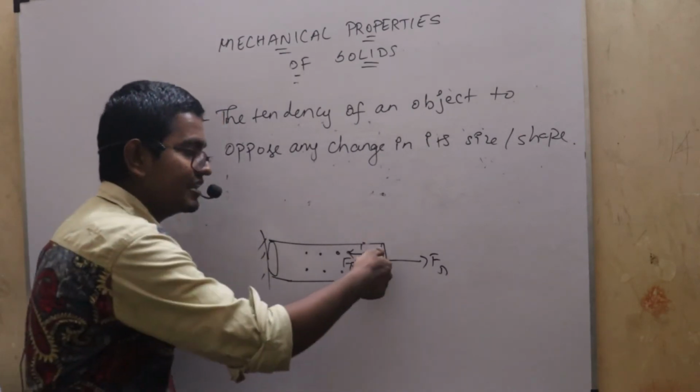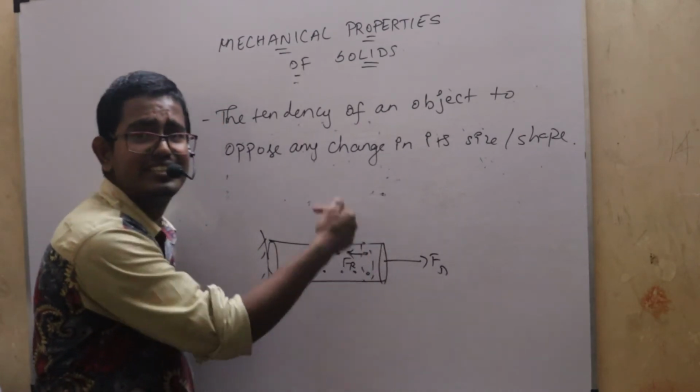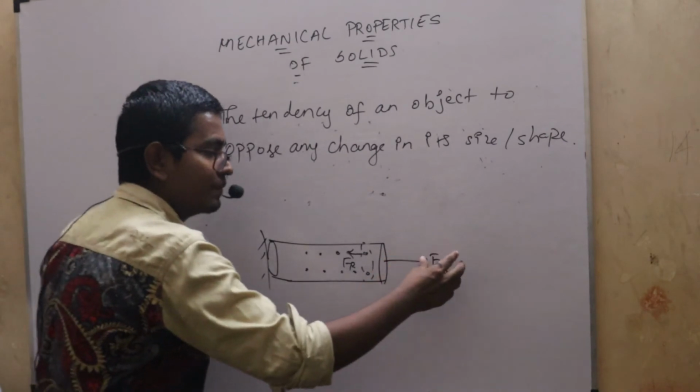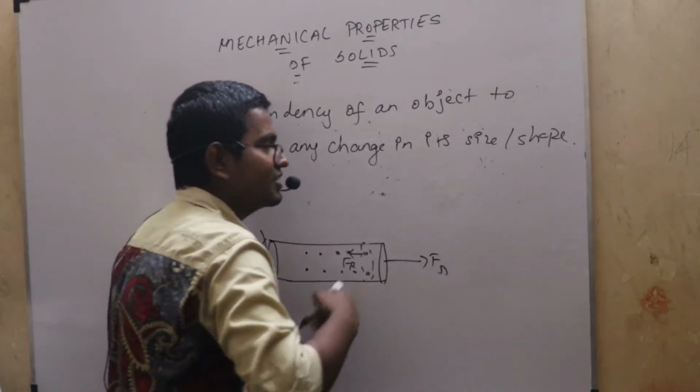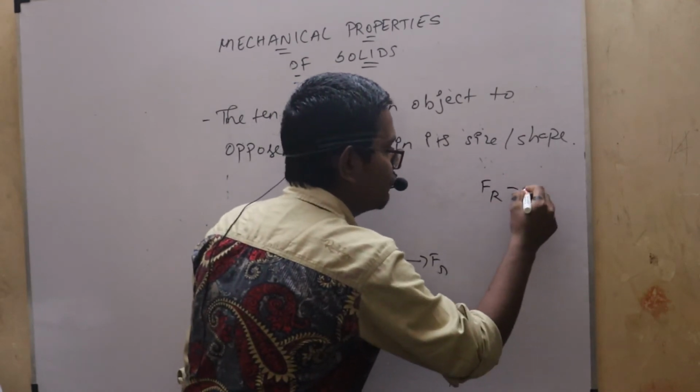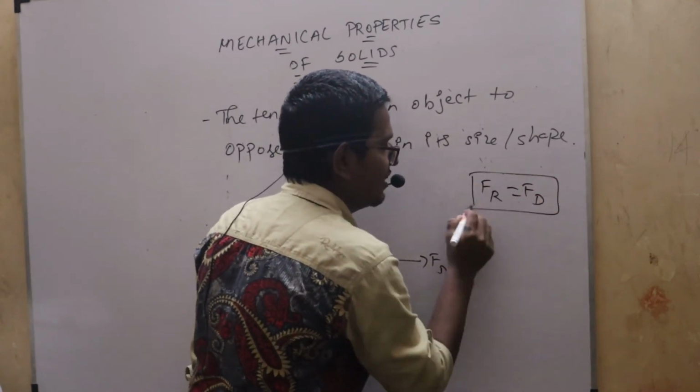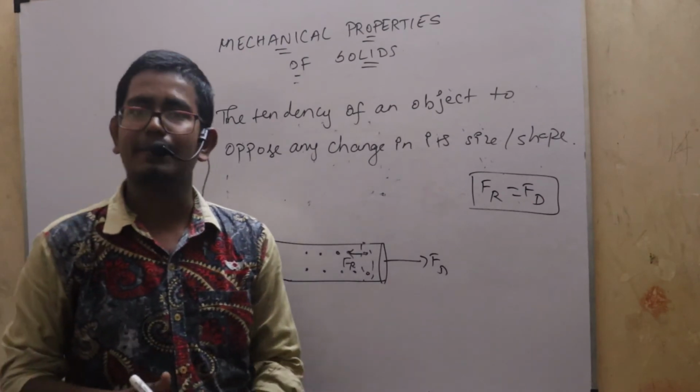That means whatever restoring force is getting generated inside the rod will be equal to the deforming force I applied. That is why I wrote the restoring force will be equal to the deforming force, and this condition will be satisfied only in the equilibrium conditions.